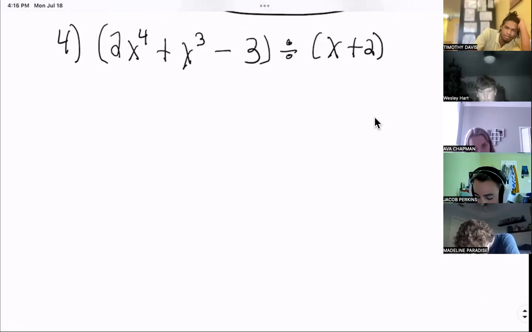So I always check first, do I have all my powers? I have a 4, I have a 3, I am missing a 2, and I'm missing a 1. We got to put 2 zeros in there. We don't have a square and we don't have an x.